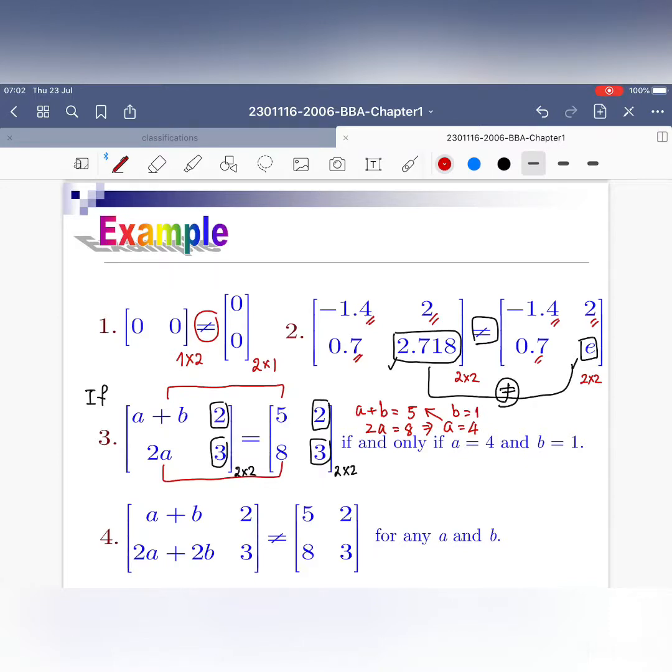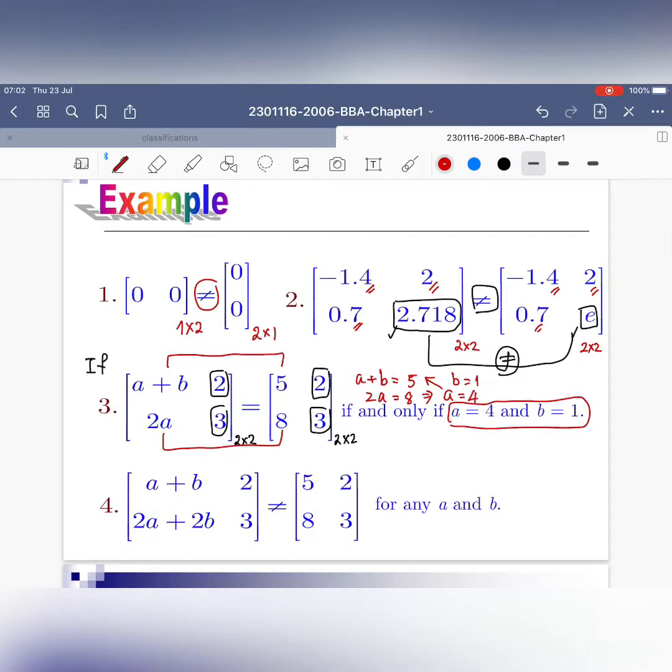Very simple, right? So it means that these two matrices are going to be the same if your A is 4 and your B is 1. However, let's take a look. They have the same size, right? And these two elements are already the same.